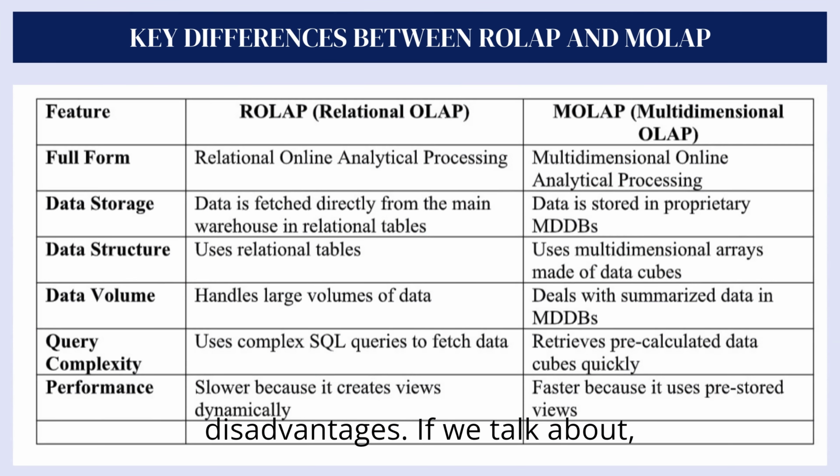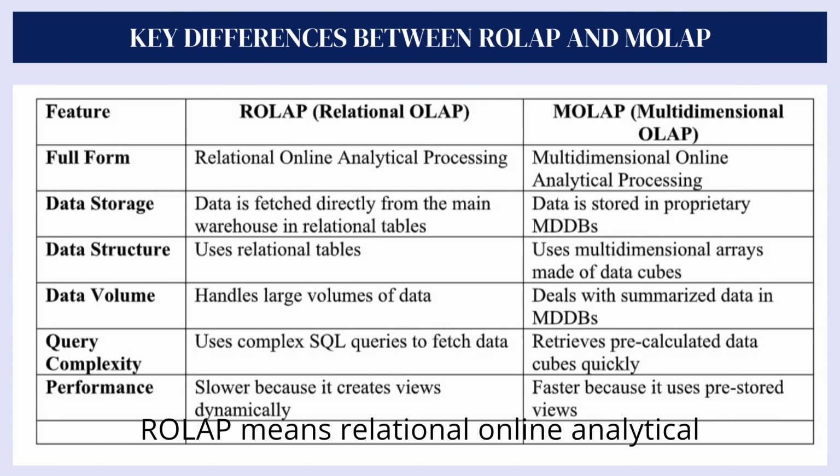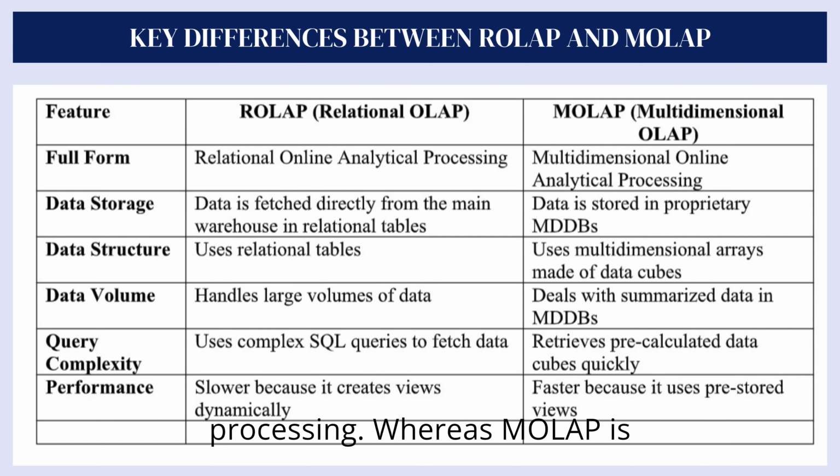If we talk about key differences between ROLAP and MOLAP. ROLAP means relational online analytical processing, whereas MOLAP is multidimensional online analytical processing. In case of data storage, data is fetched directly from the main warehouse in relational tables and uses relational tables in ROLAP. Whereas data is stored in proprietary MDDBs in case of MOLAP.